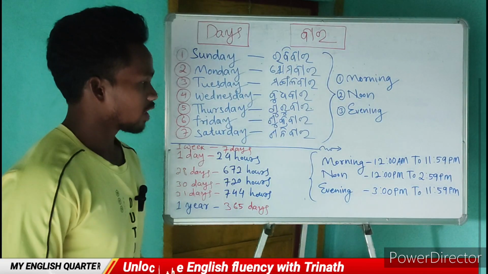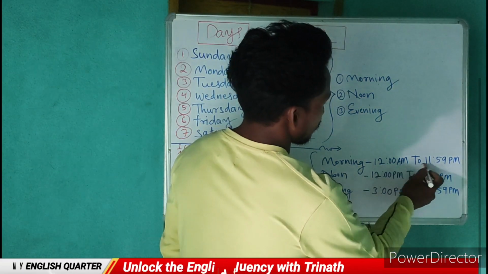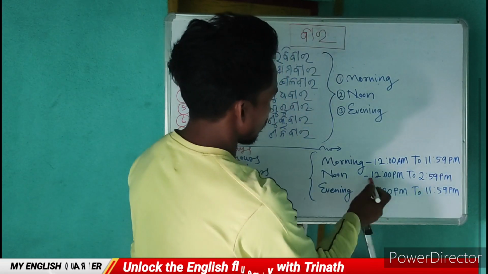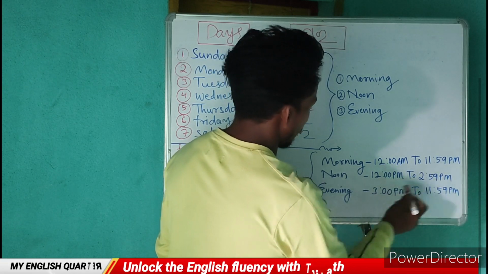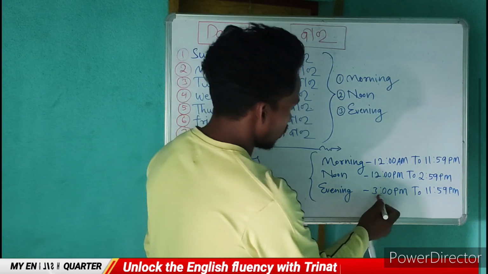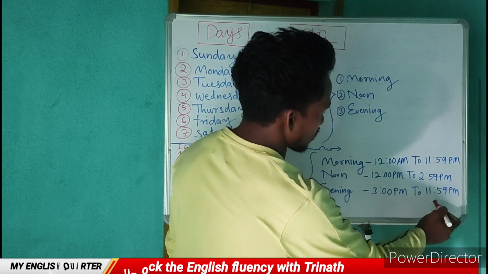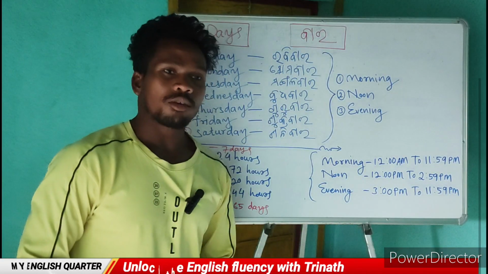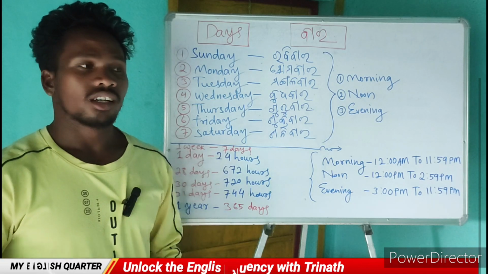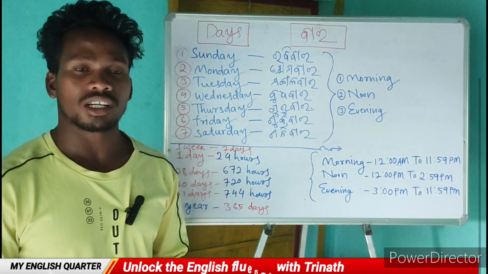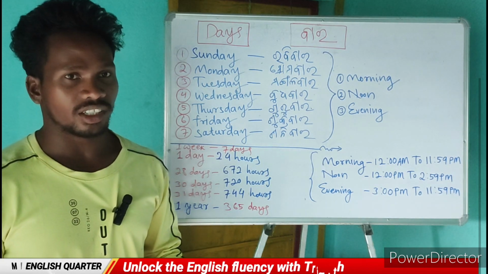If I talk about it in English, 12 o'clock to 11:59 a.m. is called morning. 12 o'clock p.m. to 2:59 p.m. is called noon. 3 p.m. to 11:59 p.m. is called evening. This is how we have to define in English morning, noon, evening, days, hours, and how many days are there in a week. 7 days are there in a week, and how many days are there in a year? 365 days in a year.